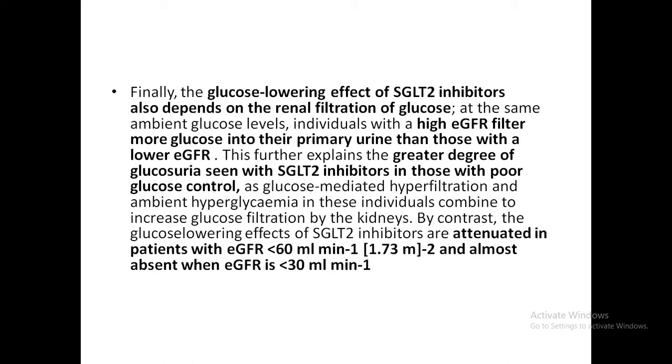The glucose lowering effect of SGLT2 inhibitors also depends on the renal filtration of glucose. So with a high EGFR, they filter more glucose than those with a lower EGFR. The greater degree of glucosuria seen with SGLT inhibitors in those with poor glucose control further explains this, because glucose mediated hyperfiltration and ambient hyperglycemia in these individuals contribute to increased glucose filtration.